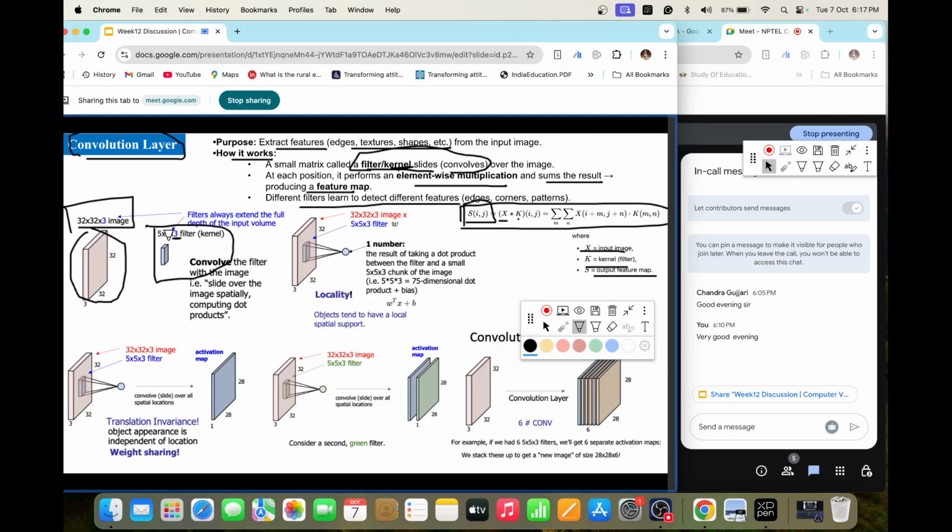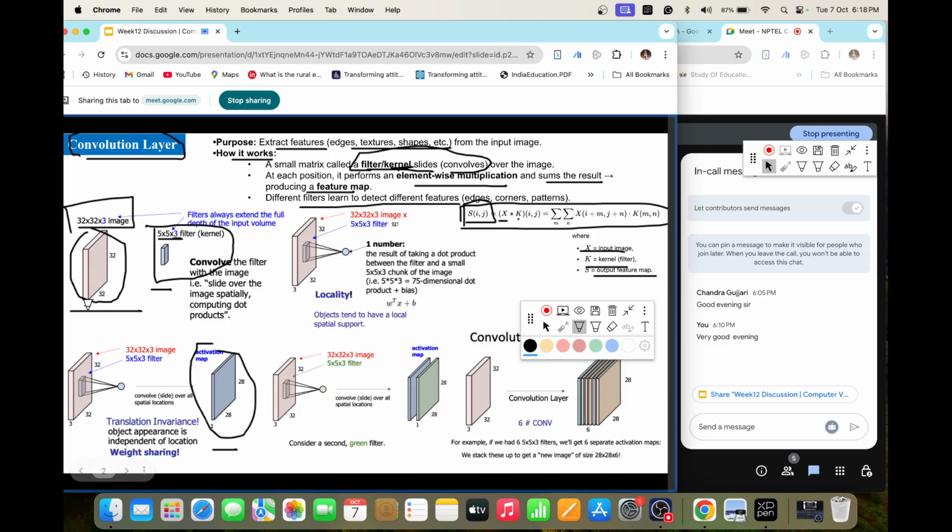Sometimes it would be written like a 5 cross 5 filter or a 3 cross 3 filter, but you have to assume that the depth is equal to the input image. So that is the filter. After that, this is your output. From 32 cross 32 we got this activation map, 28 cross 28 into 1. How we got this 28 cross 28 we will discuss in the next slide, but this is your input, this is your filter, and this is your output, or the activation map. So that is the whole thing about this convolution network.